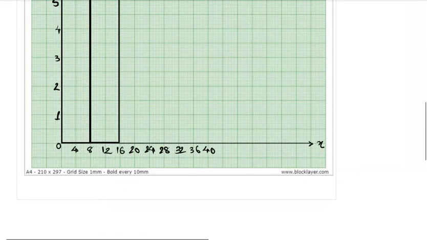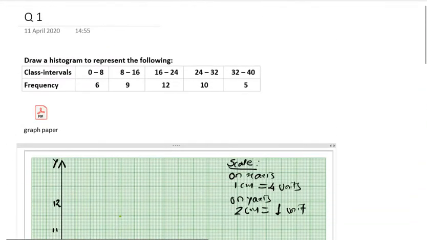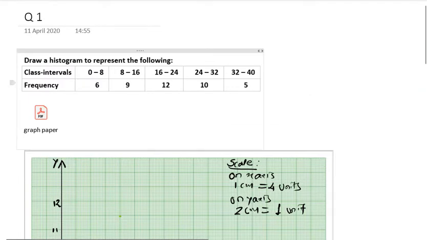Each block is equal to 1 centimeter of length. I have marked it as unit of 4, so 4 units here, then 8, 12, 16 up to 40. So all the class intervals are over here: 0 to 8, 8 to 16, 16 to 24 and so on. Frequency, our minimum frequency is 5 and maximum is 12.